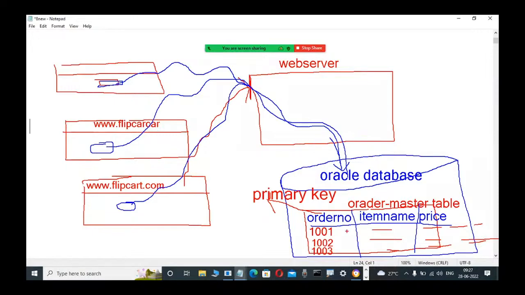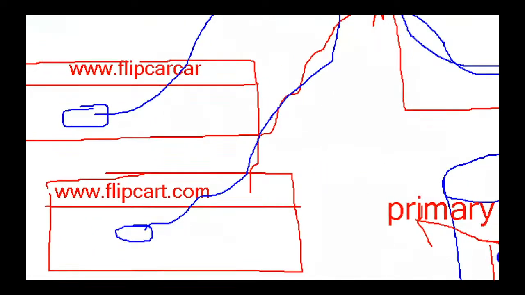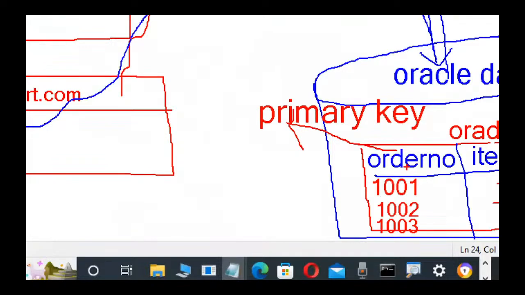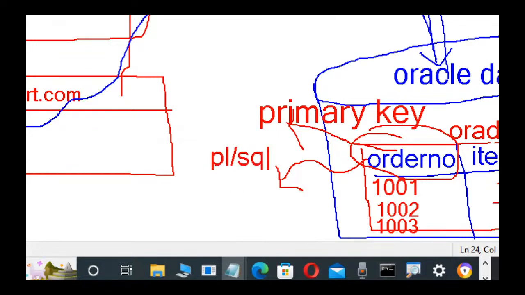Now you are observing: why PLSQL developers are required is because these order numbers, these primary key values, are not generated automatically by themselves. They are writing some coding in PLSQL. Here, PLSQL developers are writing coding only in this case.